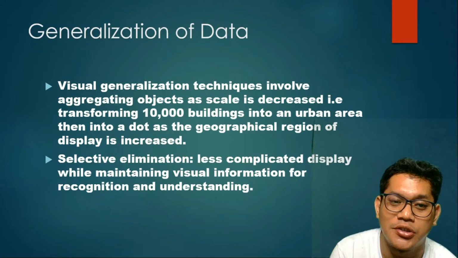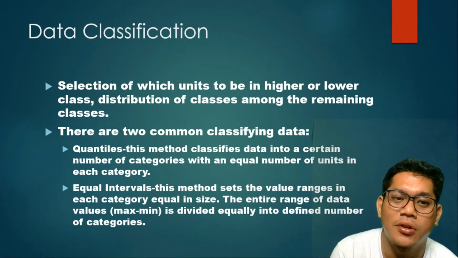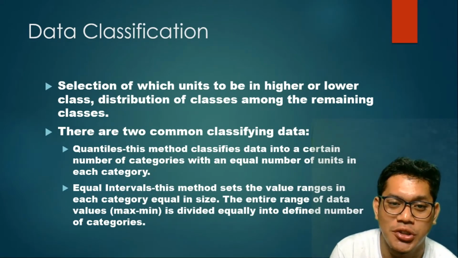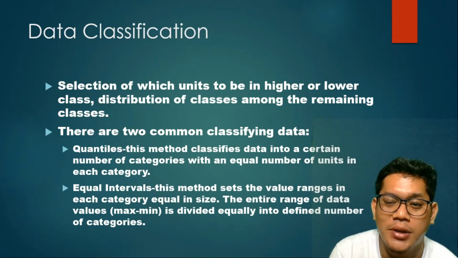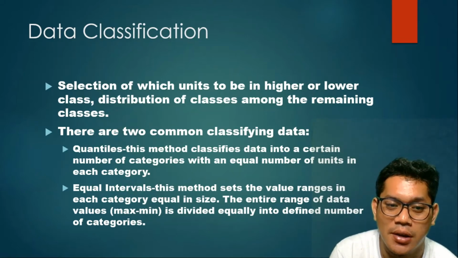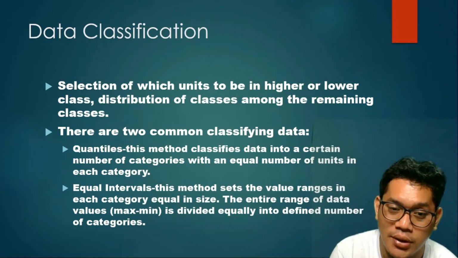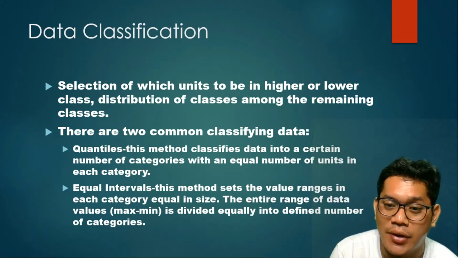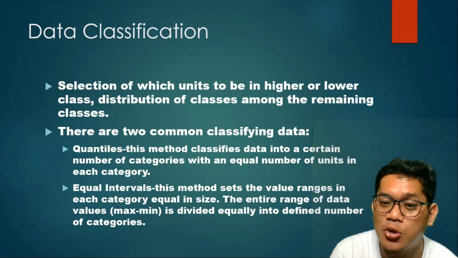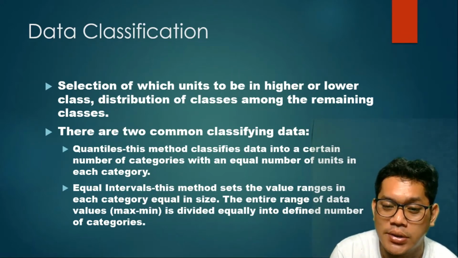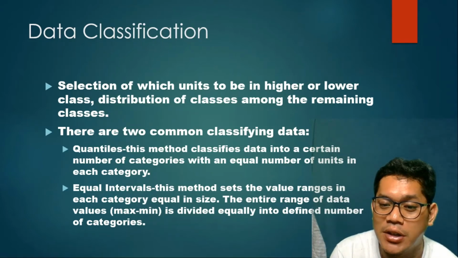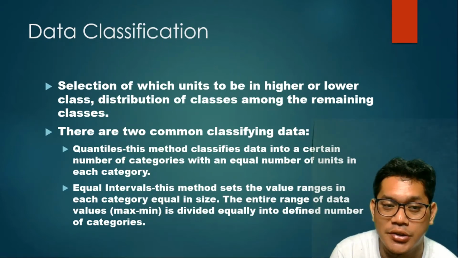for recognition and understanding. Okay, and of course we have to have data classification, where selection of which units are to be higher or lower class, and the distribution of the classes among the remaining classes, where they have two common classification methods, either quantiles or equal intervals. For the quantiles, it classifies data into a certain number of categories with an equal number of units, while equal intervals sets the range value in each category equal in size. So the entire range of data values, from maximum to minimum, is divided equally into a defined number of categories.